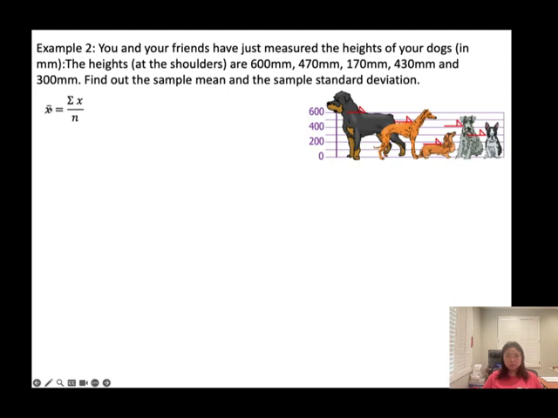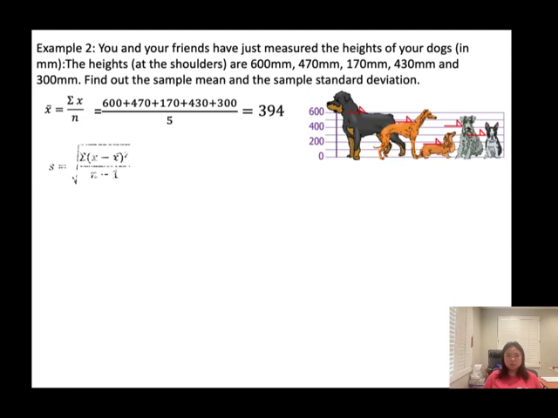x bar, the sample mean, equals the sum of all the data. You're going to add up all this data divided by n. What's your n equal to? 1, 2, 3, 4, 5. Okay, so show all your work and then give me the final answer here. Okay, so we found it out. The average, the sample mean, will be 394.